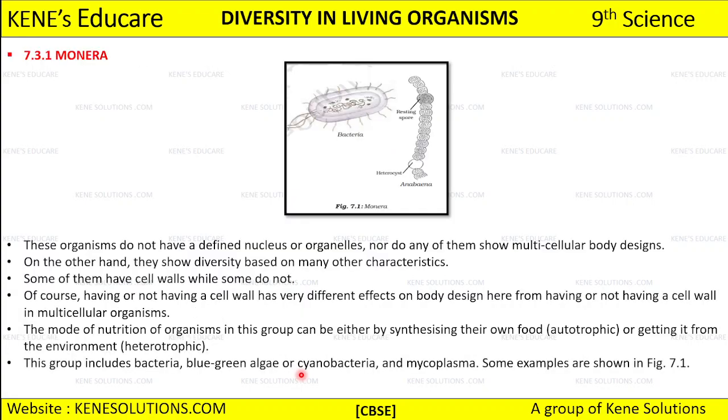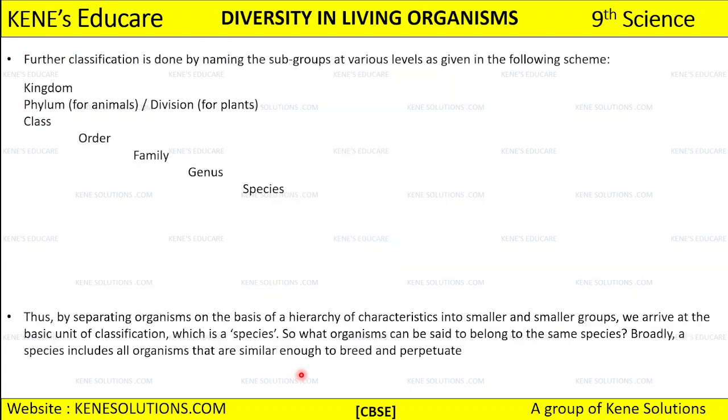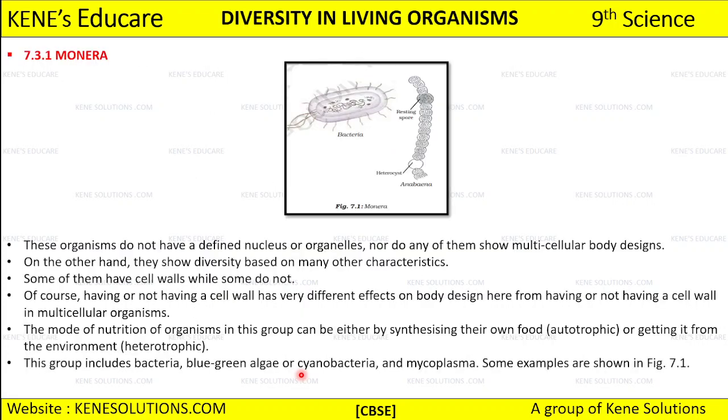So here I hope that you are clear with this part, biodiversity and hierarchical classification. So you only have to remember this: kingdom, phylum, then class, order, family, genus, species. Okay, now we have kingdom Monera, where the examples of kingdom Monera include bacteria and Anabaena.